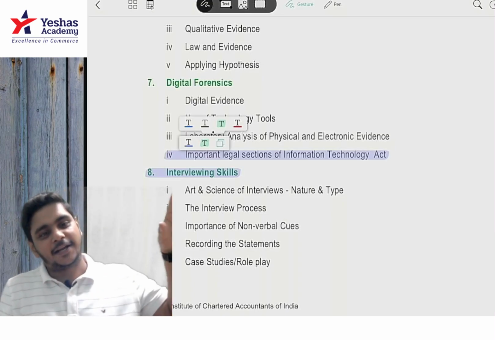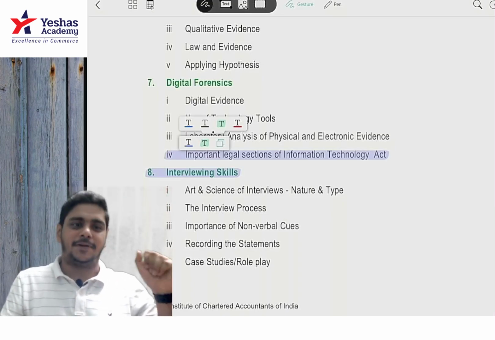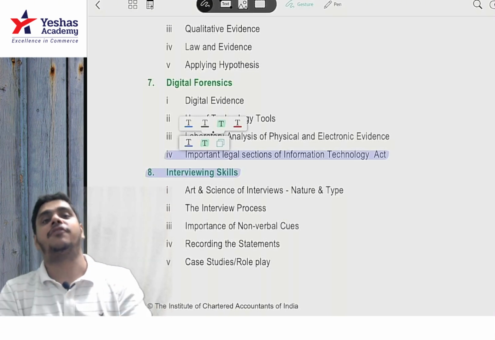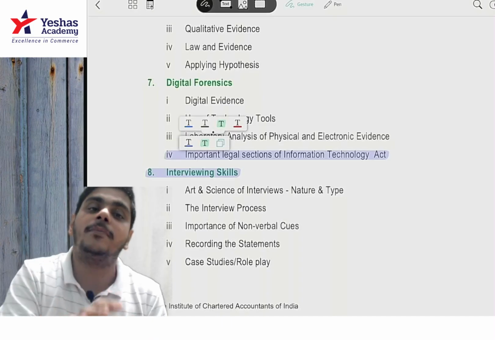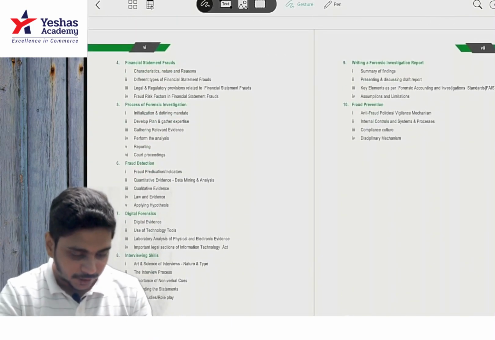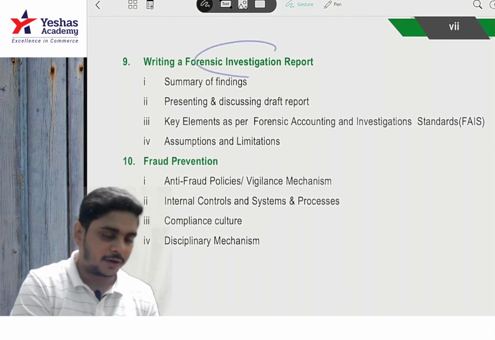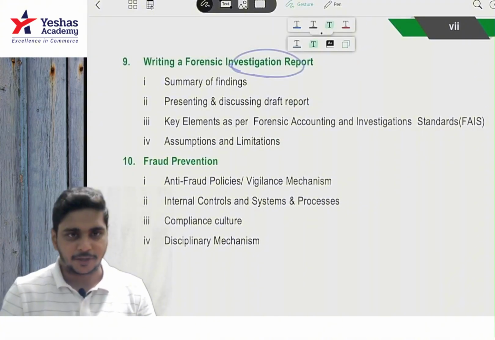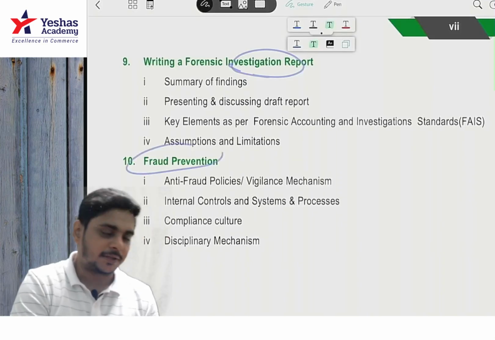There it was about a crime. Murder has happened, right? Generally it was murder. Here we'll be talking about fraud. Which fraud, guys? Financial fraud. Then when there's a fraud, you'll prepare a report. That's called the investigation report. That's chapter number 9. And chapter number 10 is fraud prevention.